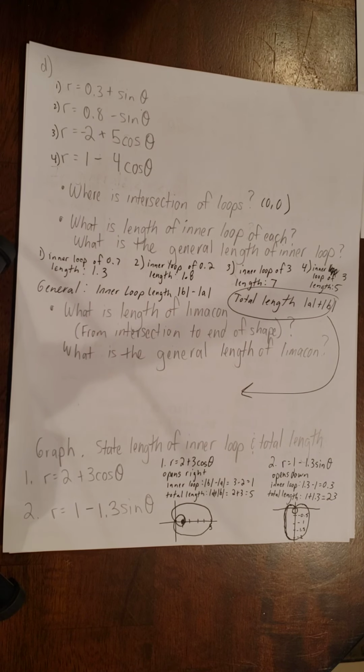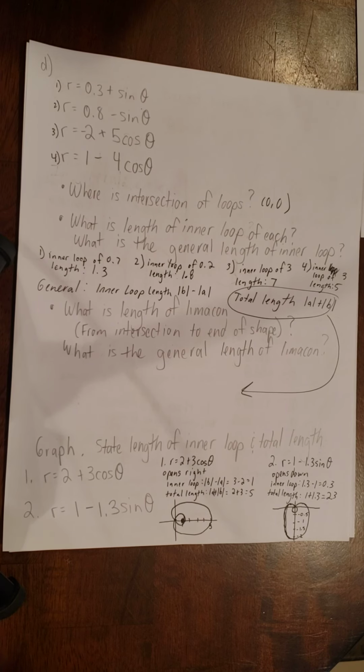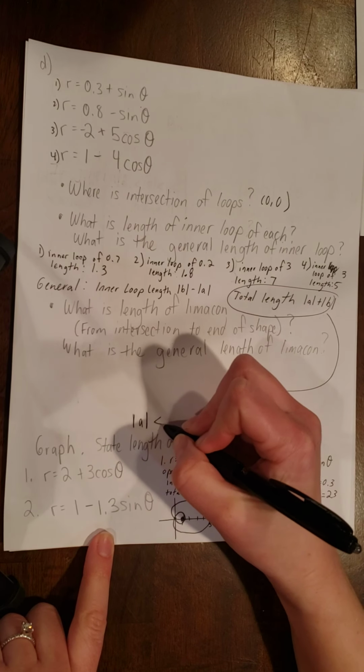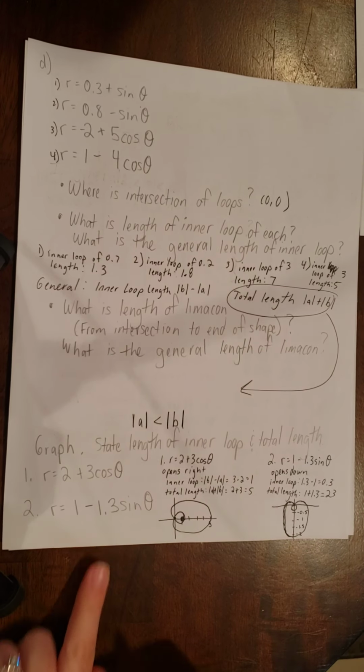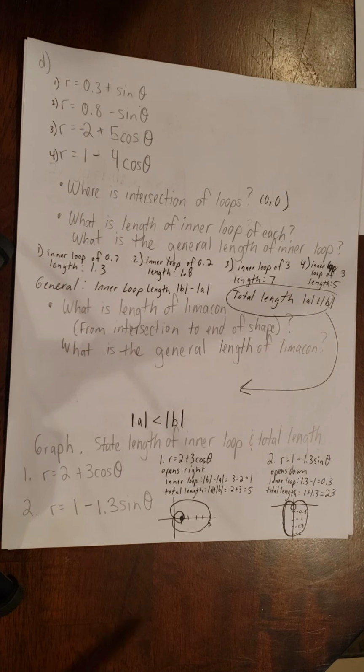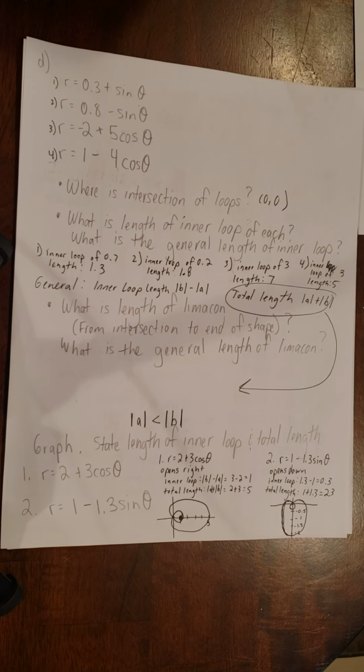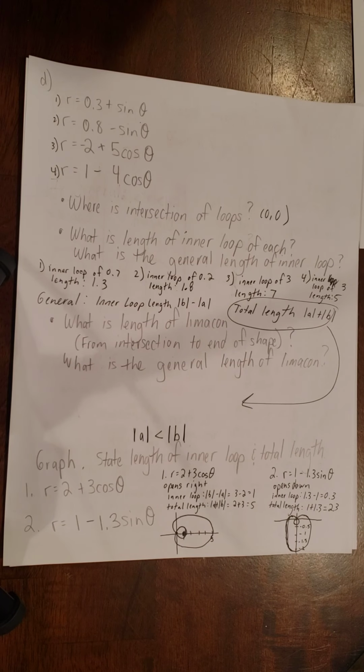What's most important is that you can identify that this has an inner loop, okay, because any Lima zone in which the absolute value of A is less than the absolute value of B will have an inner loop. So that's super important to be able to pick out. And knowing what the length of the inner loop is, okay, and knowing the total length of the Lima zone. So if you can identify that the Lima zone has an inner loop, what its inner loop's length is, and its total length, you are in good shape.